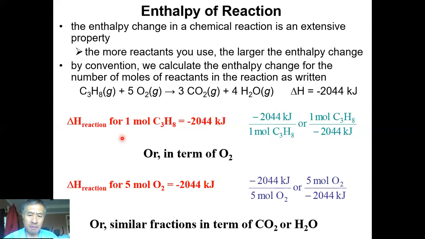Similarly, you can write two more equations and get 4 more fractions. One more equation you can write: 3 moles of CO2 equals negative 2044 kilojoules. Or you write 4 moles of H2O, also negative 2044 kilojoules.